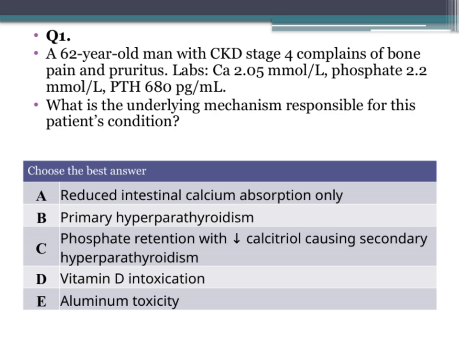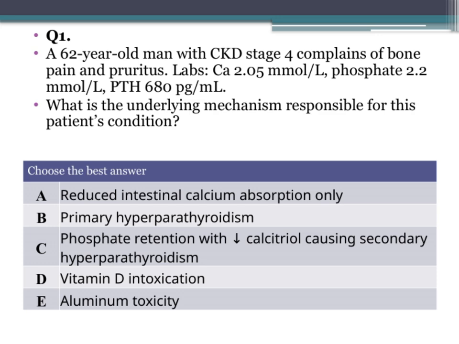This retention then causes a decrease in active vitamin D, or calcitriol, because the kidneys can't hydroxylate vitamin D effectively. Reduced calcitriol impairs calcium absorption from the gut, which can result in hypocalcemia or low normal calcium levels, stimulating the parathyroid glands to produce more PTH. This process is a classic example of secondary hyperparathyroidism caused by phosphate retention and decreased calcitriol in CKD. So, the most accurate answer here is that phosphate retention with decreased calcitriol is driving the elevated PTH levels and the clinical picture we're seeing.